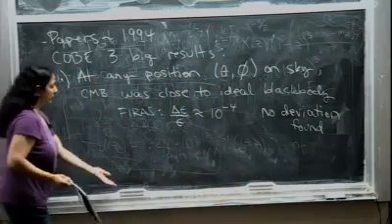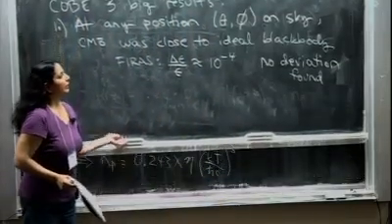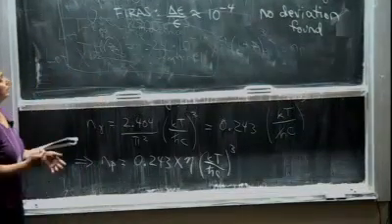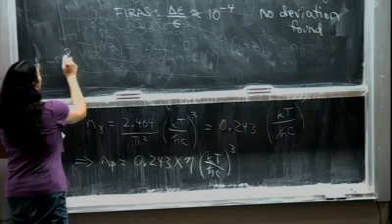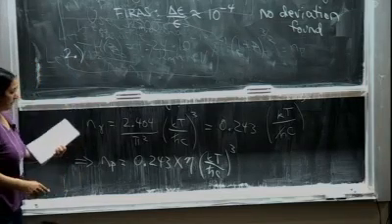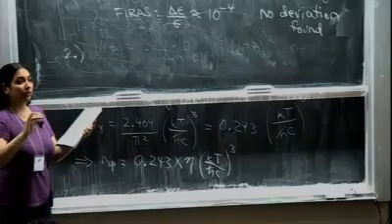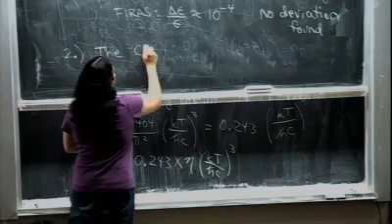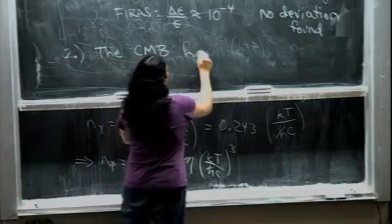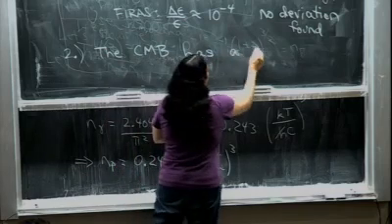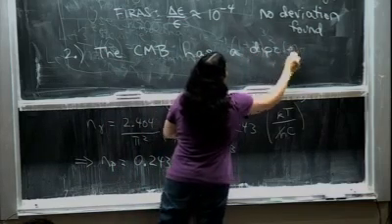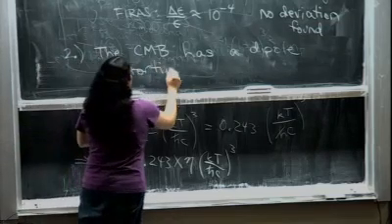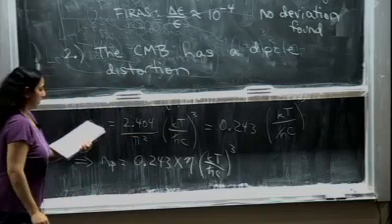The other result was that if you looked at their full sky maps, they wouldn't look anything like the CMB picture we're used to seeing. And that's because all you can actually see is a dipole. So the CMB has a dipole, a dipole distortion in temperature.